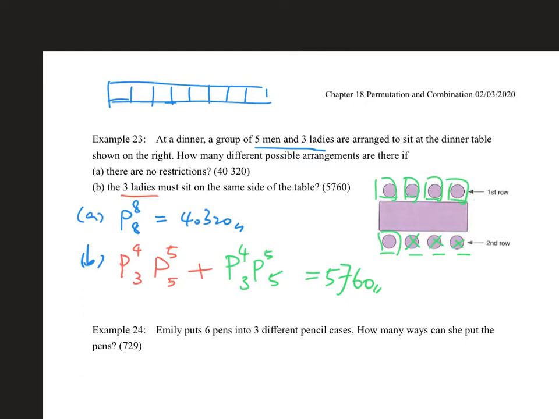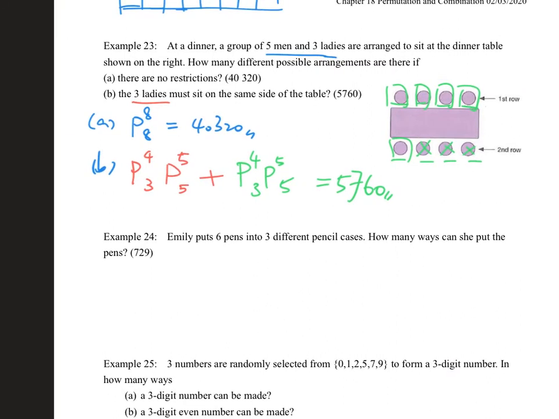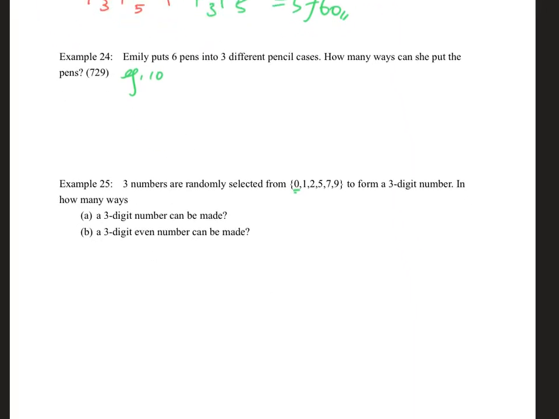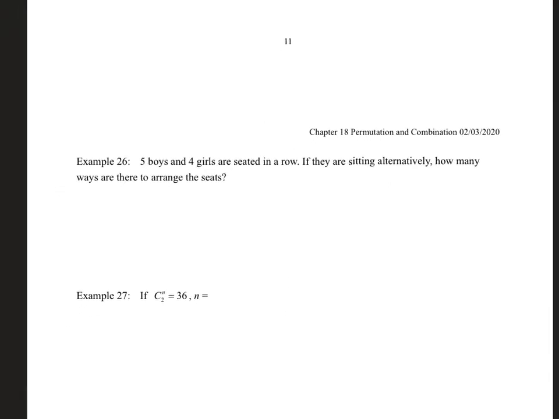Example 24 is very like example 10, so I leave it for you. And then example 25, the same. You see the case when you have a 0 in your choices. So I also leave it for you as a quick exercise.